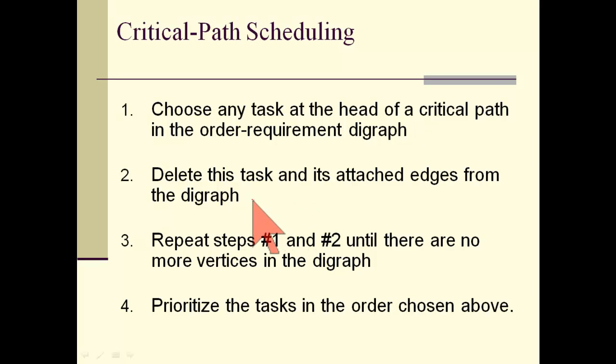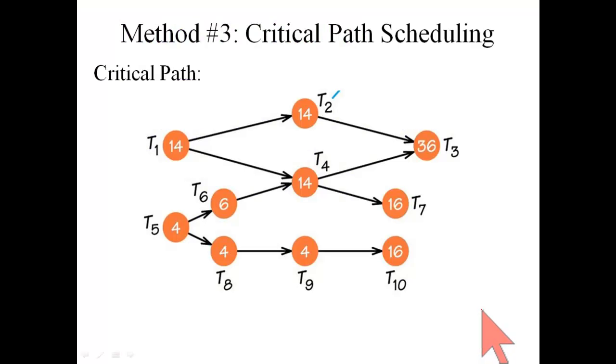Put that at the beginning of the priority list and then delete it from the diagram. And go back and cycle through number 1, number 2, number 1, number 2 until you've used up all of the vertices in the diagram. And as you make choices in step number 1, that will be generating the priority list in the order used. The way to see this, of course, is by an example. Let's use this diagram as an example. All right, there are 10 tasks here, and the diagram illustrates various completion times and various prerequisites.